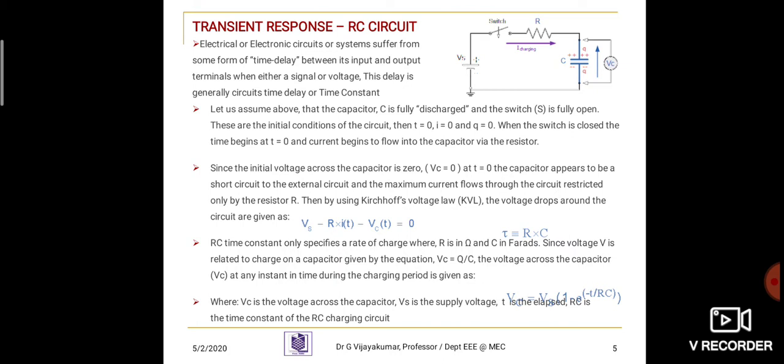All electrical or electronic circuits in our system suffer from some form of time delay between input and output terminals when either a continuous or discontinuous signal or voltage, AC or DC, is applied to it. In the classroom itself I gave an example. When I switch on the fan, it does not run at the rated speed immediately. It takes some time to reach the steady state.